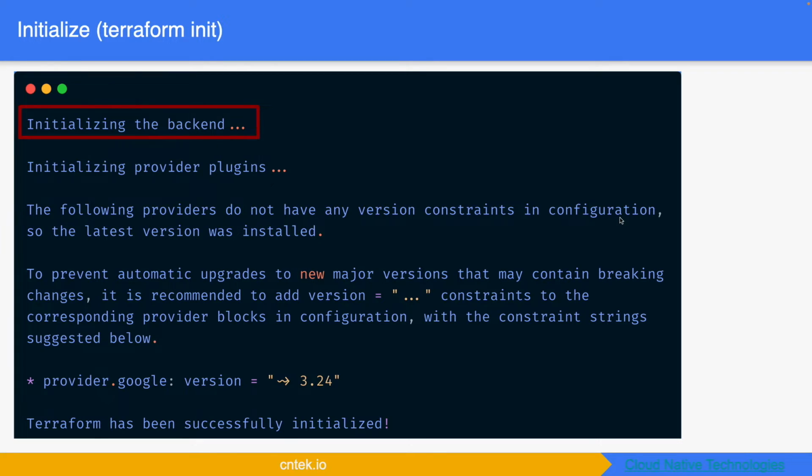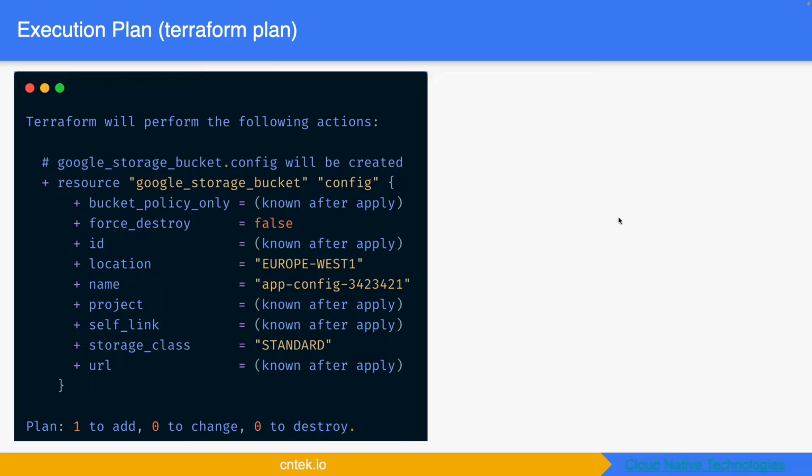Then it will also initialize the provider plugins. In our example, we are using the Google provider, so it will try to initialize and download that Google provider if it's not available on your local system. All of that it will do, and at the end it will say that Terraform has been successfully initialized. And in the log you can see which provider version it is downloading for the particular code.